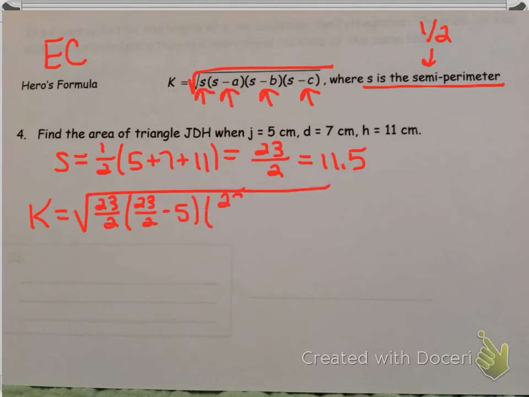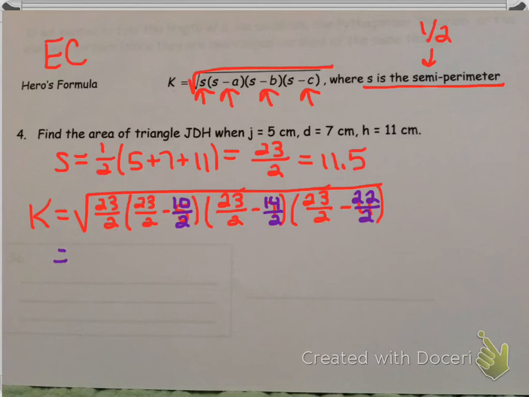Then I would do 23 halves minus the second side, which was 7. And then I would do 23 halves minus the third side, which was 11. And what I'm going to do in all three of those instances is rewrite them with a denominator of 2. So I'm going to rewrite this as 10 over 2, this as 14 over 2, and this is 22 over 2.